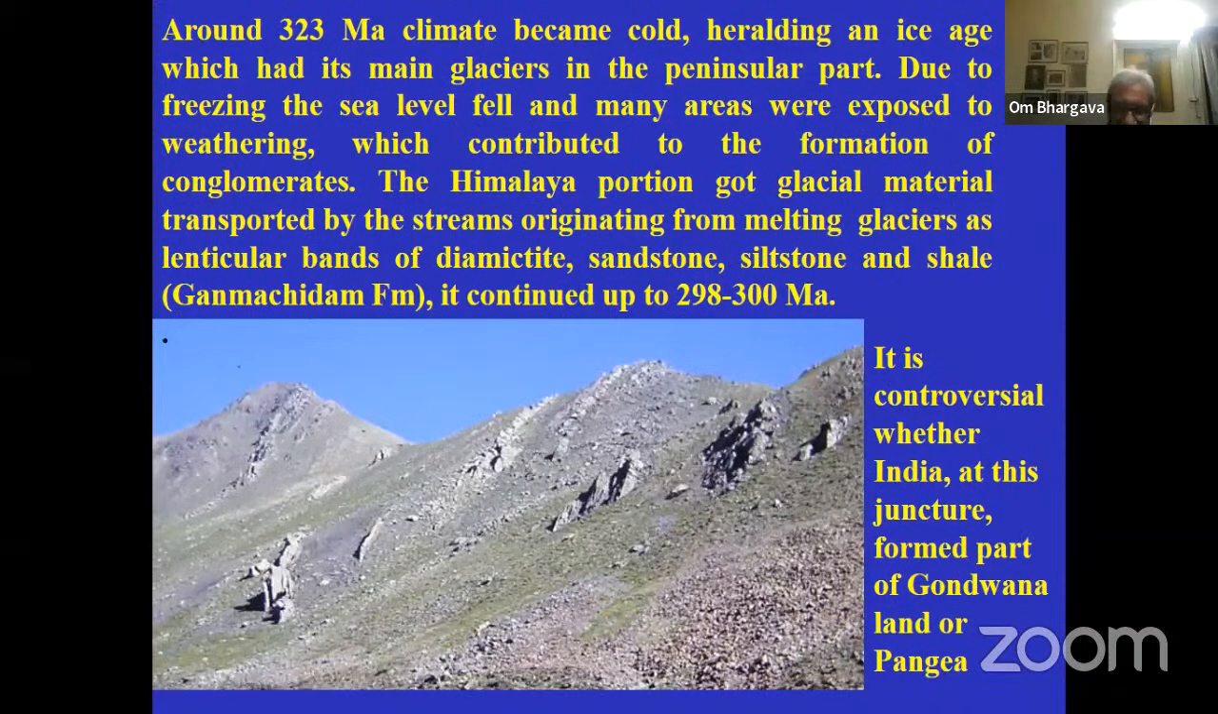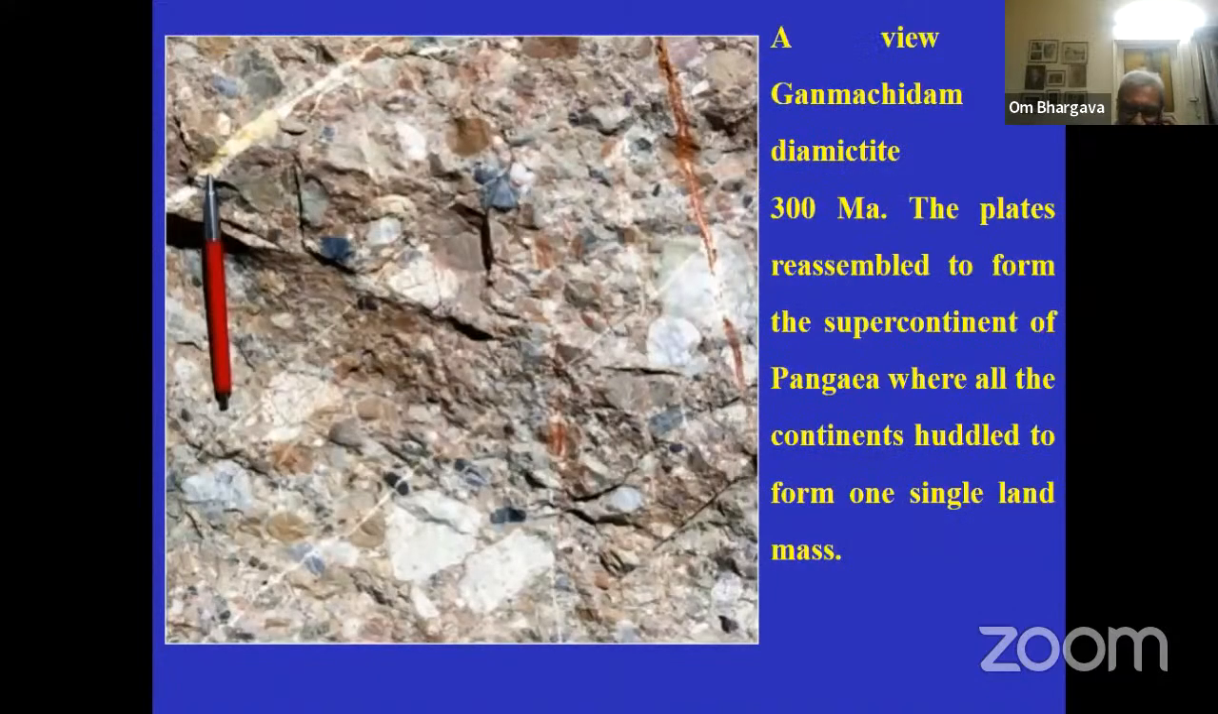And it continued up to 298 to 300 million years. And there's a controversy whether at that time India was part of Gondwana or had already been part of Pangaea. This is still not solved. This is how the conglomerate looks. And by the time you finish it, all the continents have reassembled in the supercontinent of Pangaea, where all the continents huddled together to form it.